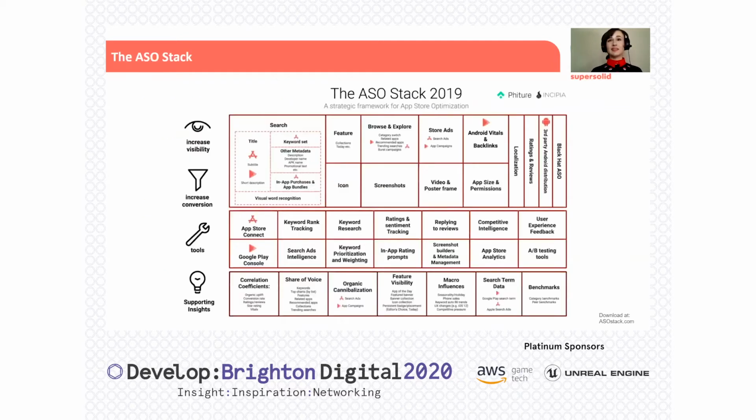This is the ASO stack. It is a very useful tool. You can find it at asostack.com, and as you can see, there are a lot of things that go into App Store optimization, but we'll be focusing on increasing visibility and increasing conversion today.